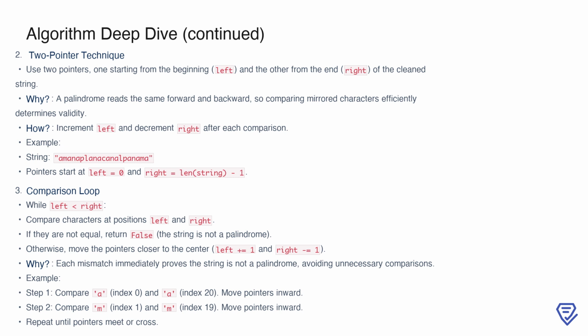As the pointers move inward, left increasing by 1 and right decreasing by 1 after each comparison, we can efficiently check the entire string. For instance, with the string "amanaplanacanalpanama", the pointers start at index 0 and index 20. Each pair of characters is compared, and if all matches are valid, the string is a palindrome.